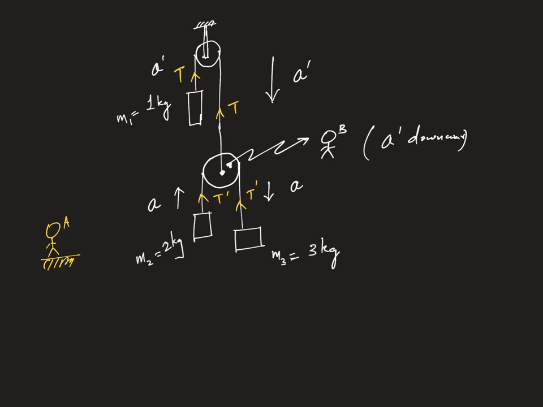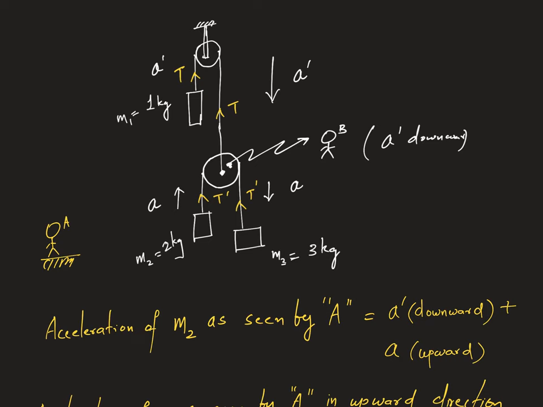We know when you are observing from here, this pulley, it is moving upward with an acceleration of A. Okay, but that itself is coming down. I mean, the pulley itself is coming down with an acceleration of A prime. So what will be the net acceleration as seen in the inertial frame of reference? Let's start with this particular mass. I'm writing it out for better clarity.